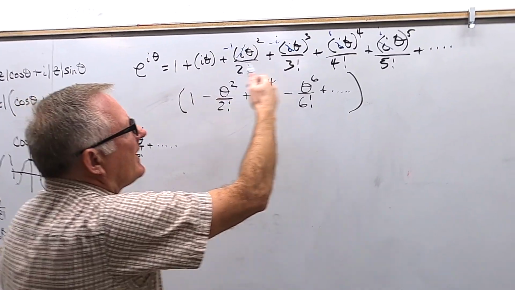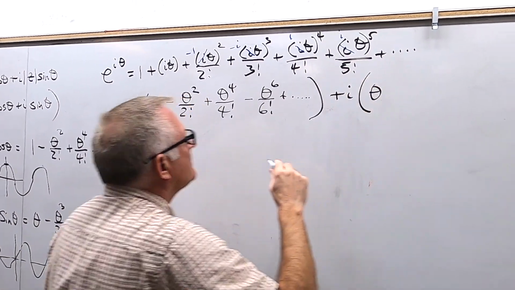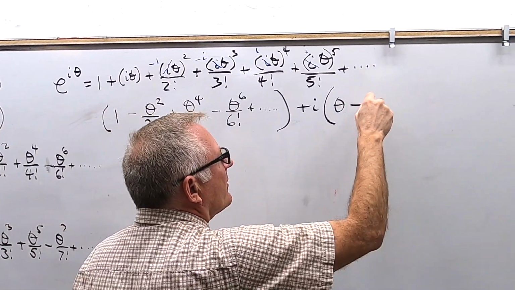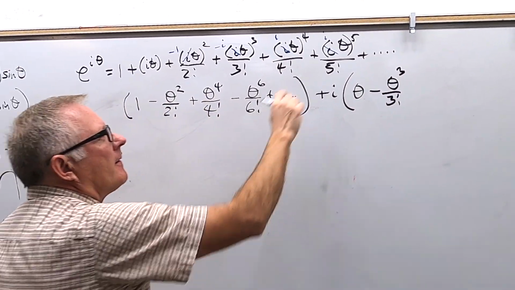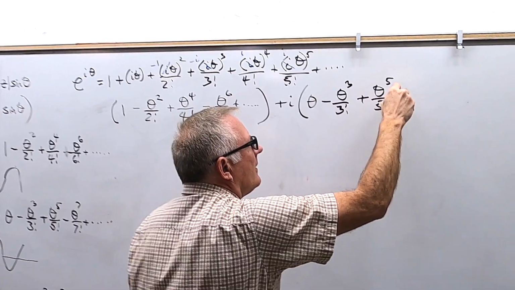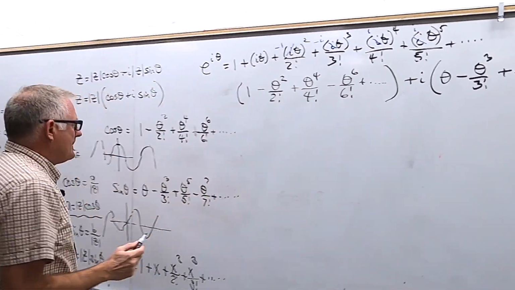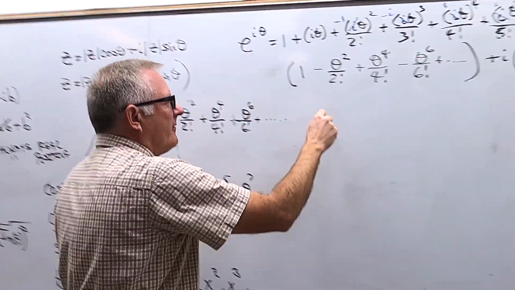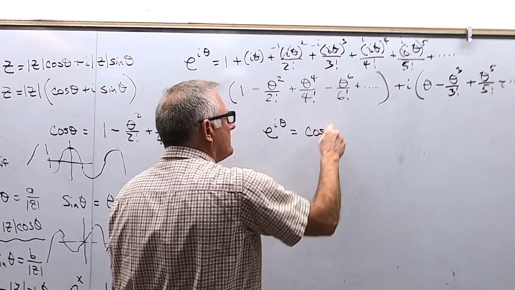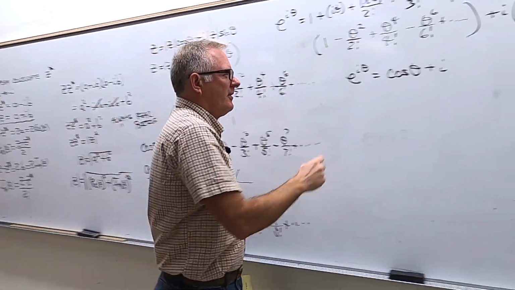And then all the ones that have the I in it, I'll pull out the I. This one has an I, just theta. This one has a minus I, so we have a minus, pulled out the I, theta cubed over 3 factorial. This one has an I, so I just pull it out, and it's theta to the 5th over 5 factorial minus dot, dot, dot. Well, you'll notice this looks exactly like this. This is just the cosine. So we have e to the I theta is equal to cosine theta plus I, and that is the same thing as this, which is just the sine of theta.